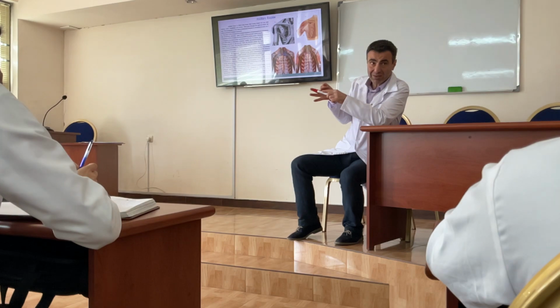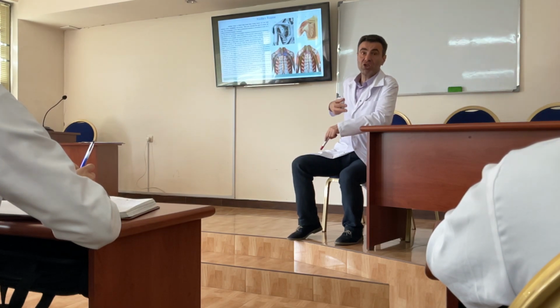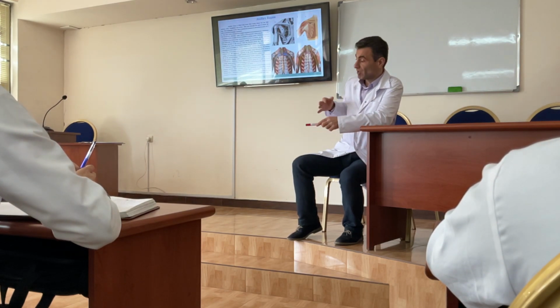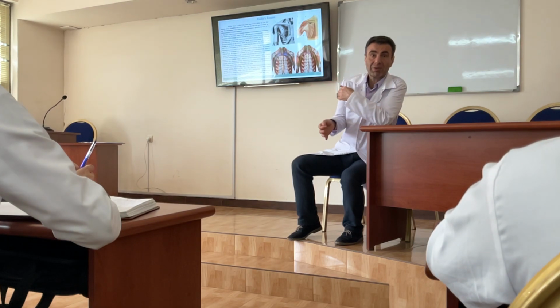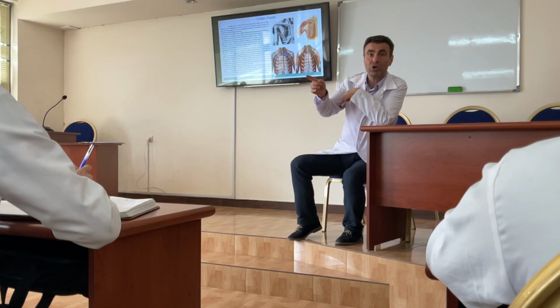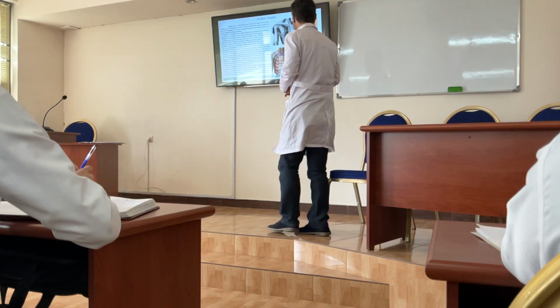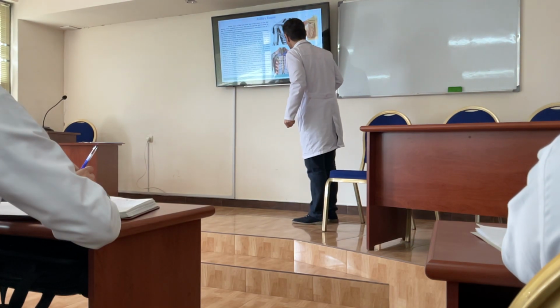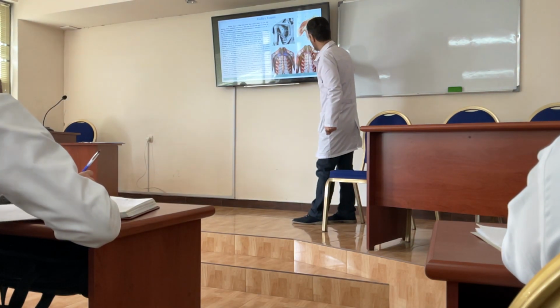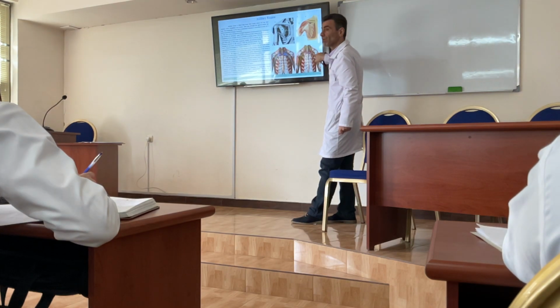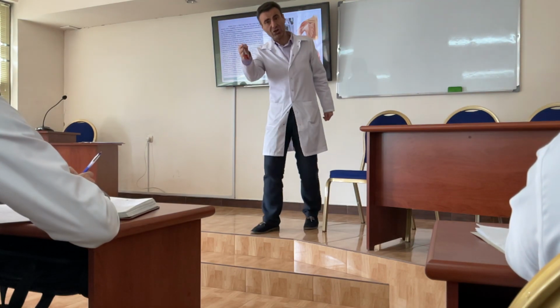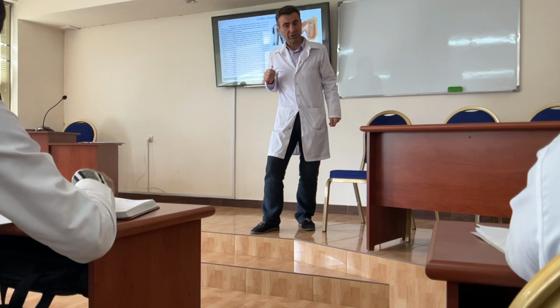Ramus pectoralis supplies the major and minor pectoral muscles. Ramus deltoideus supplies the deltoid muscle. Ramus acromialis supplies the whole shoulder joint. Please remember, you can find this artery in the picture, for example, here. This is the thoracoacromial artery, between the major and minor pectoral muscles.